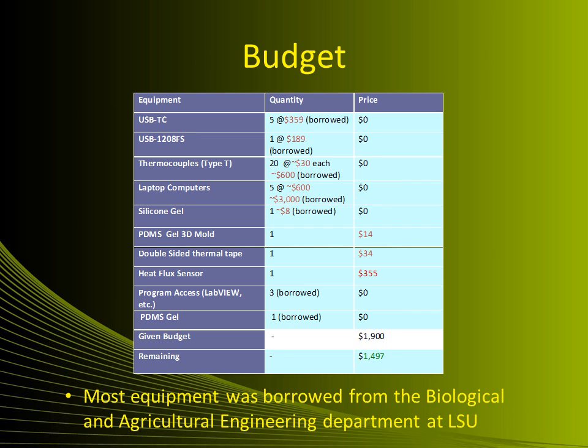Fortunately, we were granted access to most of our equipment thanks to the Biological and Agricultural Engineering Department at LSU. Our only major purchase was the heat flux sensor. We spent only about $400 of our budget.